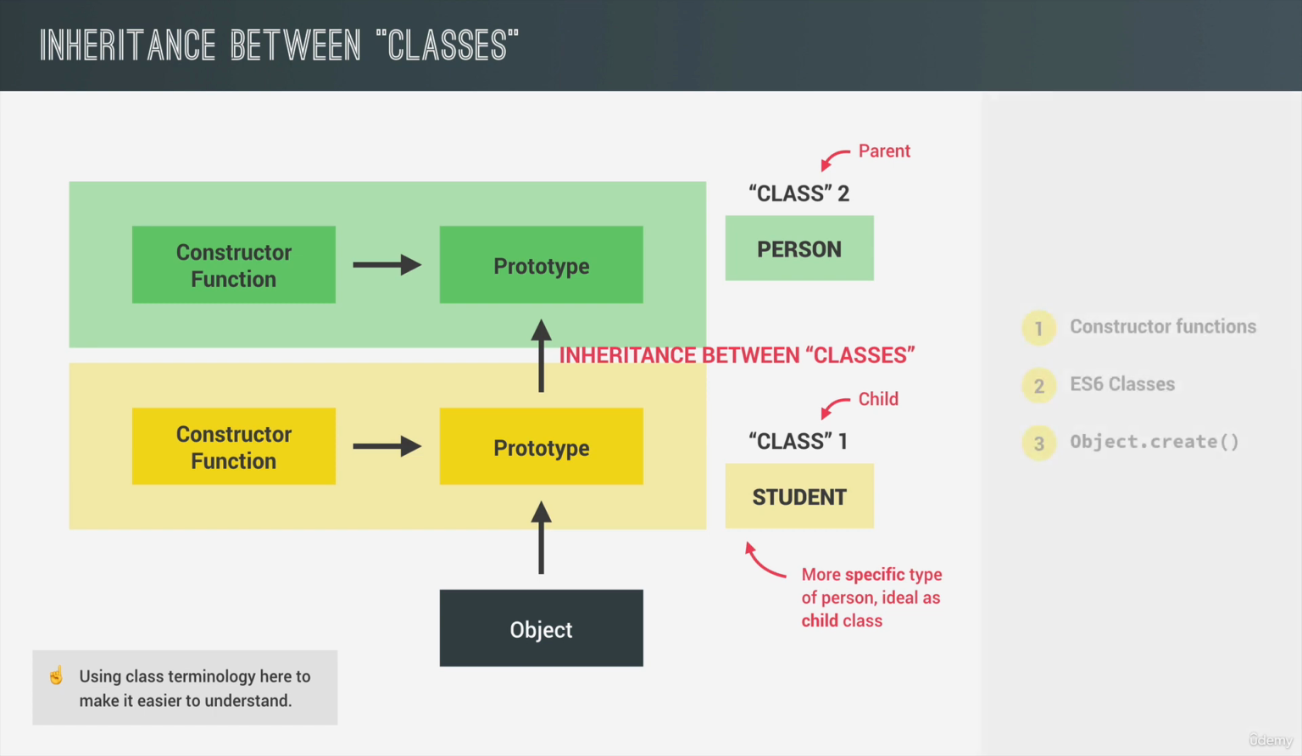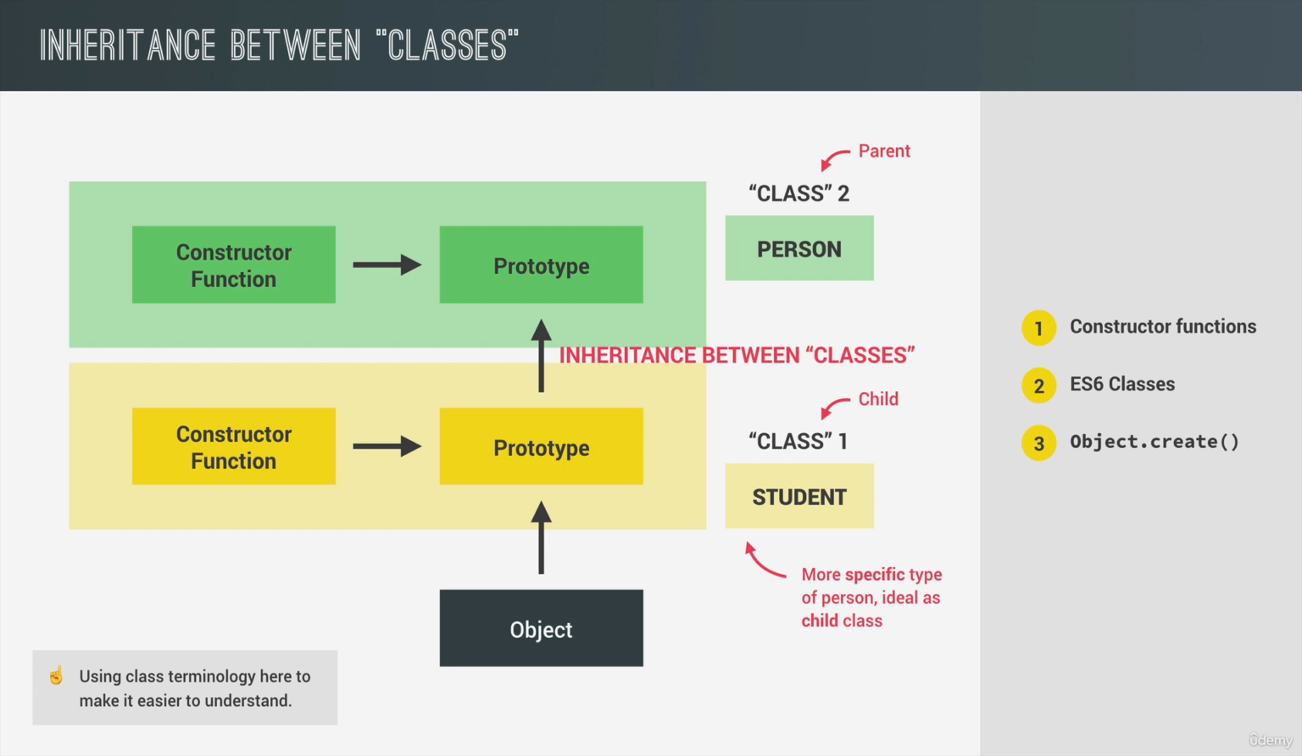Now, just like before, we will start by implementing this using constructor functions. So in this lecture, we will inherit between classes using constructor functions. And this is going to be a bit of work, but it will allow you to understand exactly how we set up the prototype chain in order to allow inheritance between the prototype properties of two different constructor functions. Then in the next lecture, we're going to do the same thing using ES6 classes, which, as you would expect, is a lot easier. And finally, of course, we will go back to using Object.create as well.